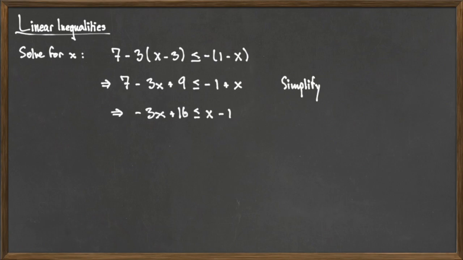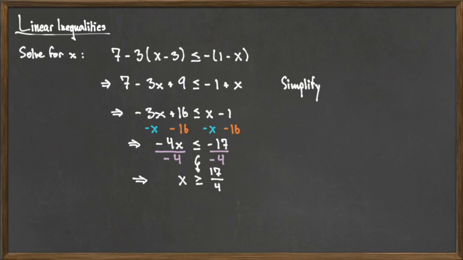To isolate the variable x, I'm going to subtract an x from both sides and subtract a 16 from both sides. This is going to land me at the inequality -4x is less than or equal to -17. The next natural step is to divide both sides by -4, but that's going to flip my inequality. So I'm going to get that x is now greater than or equal to 17 divided by 4.